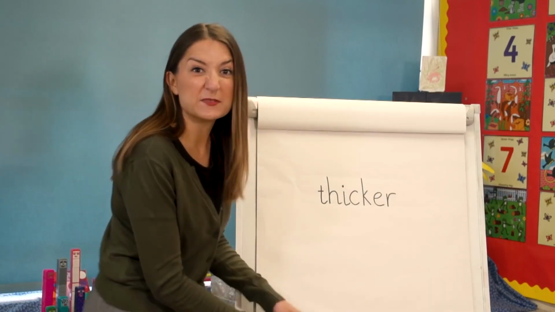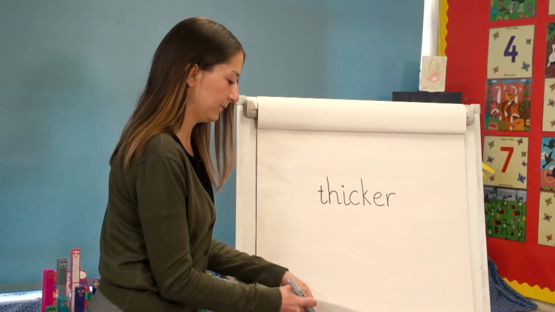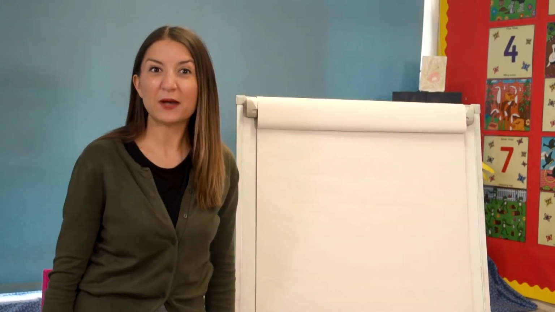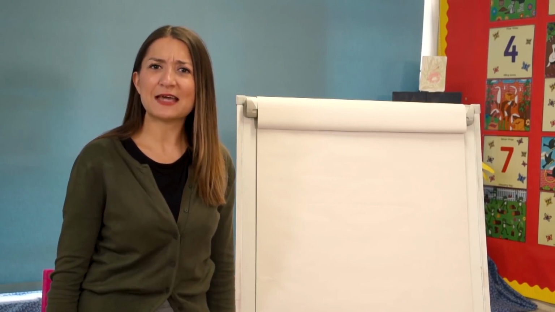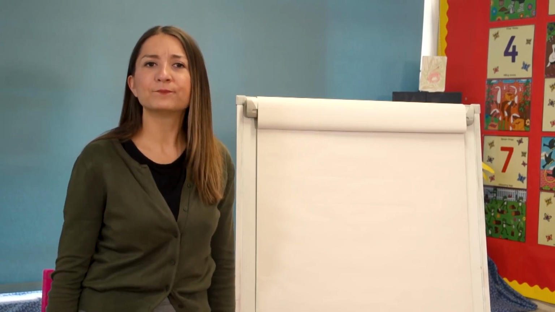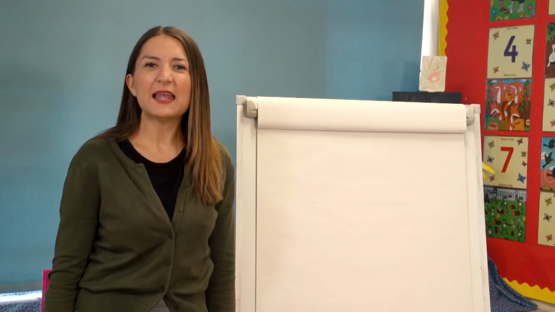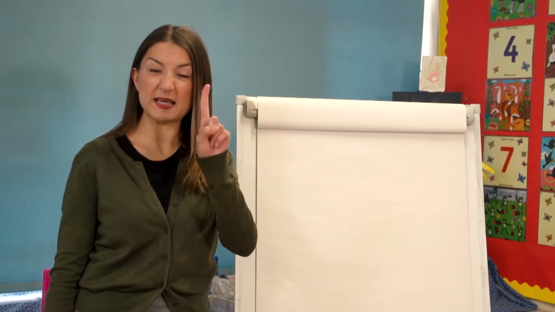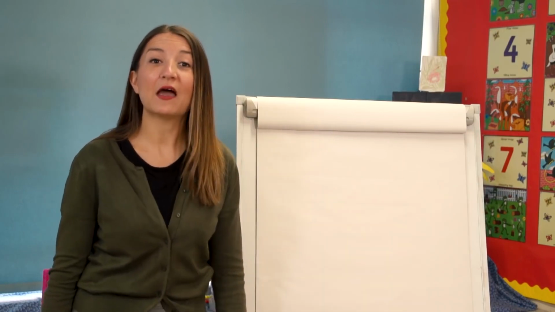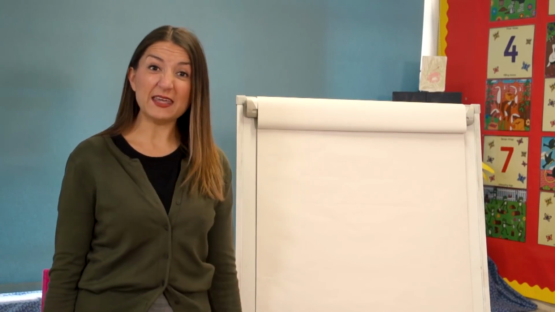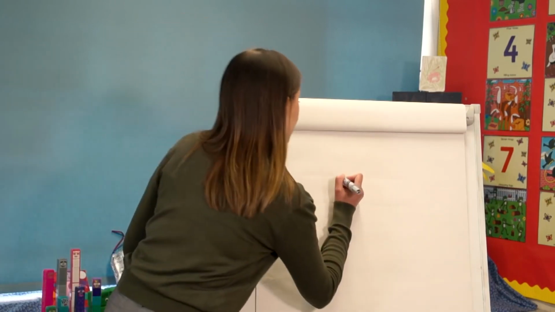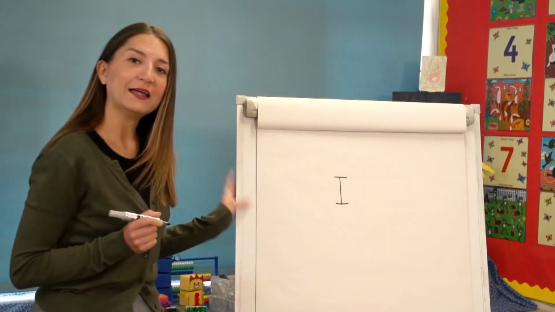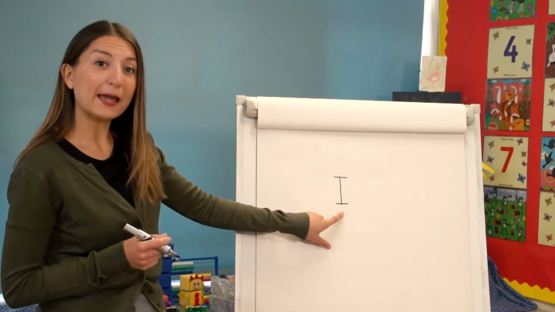Right, now it's time to spell some tricky words. We've spelled the tricky word I before, so let's practice spelling it again. Segment the sounds with me. I. Let's count how many sounds there are. I. That's one sound. Watch me write I. It's tricky because this grapheme says I, and I need to remember that it's a capital letter.